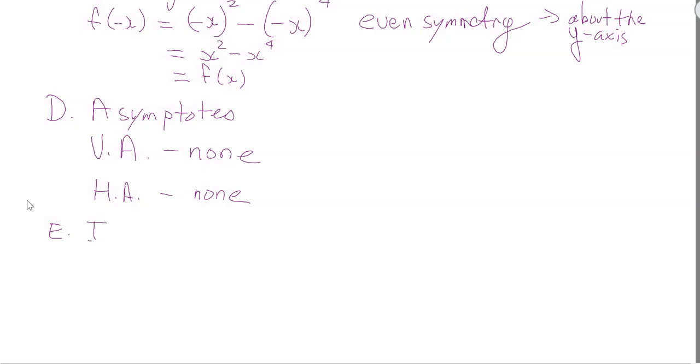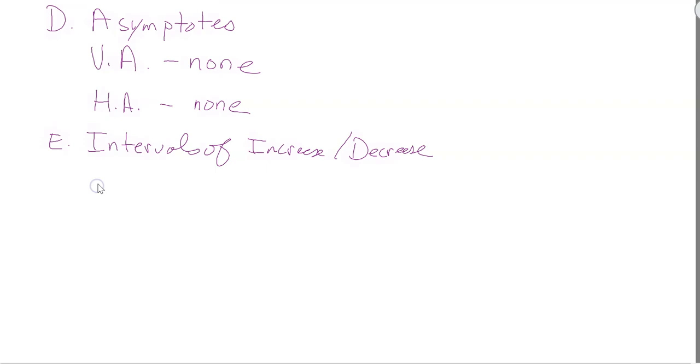Intervals of increase, decrease, which is then going to very naturally lead into local max and min, right? But okay, so now what? Now the actual calculus stuff, right? So what do we have to do? Find the first derivative.